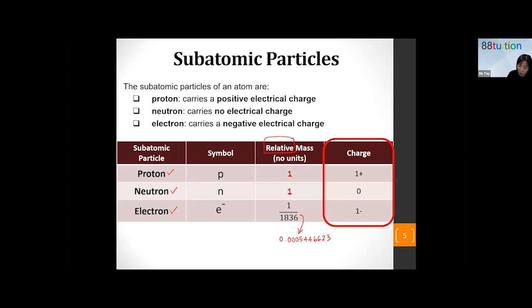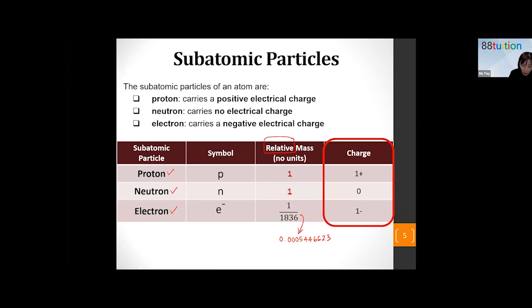Just remember, there will be some books that will tell you it's 1840. Please stick to 1836. Over the years, we see some fluctuation, but for many years now it has been consistent: 1 divided by 1836. Don't take the one with 1840.